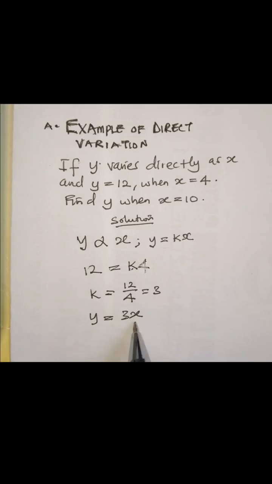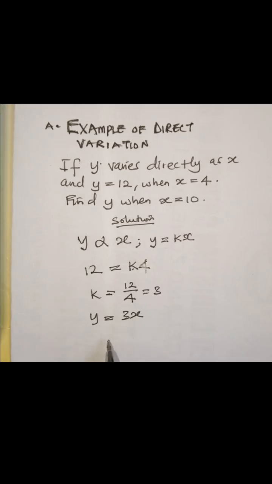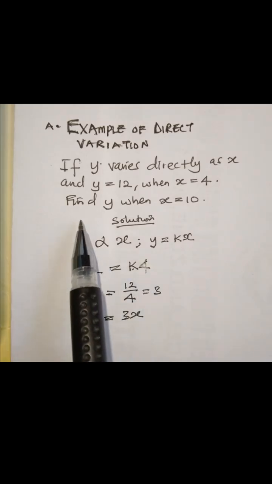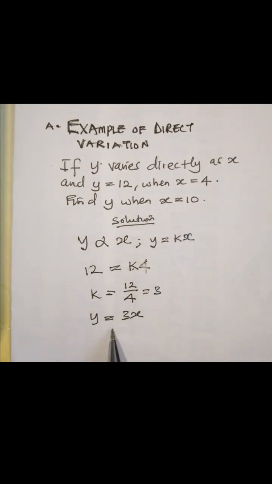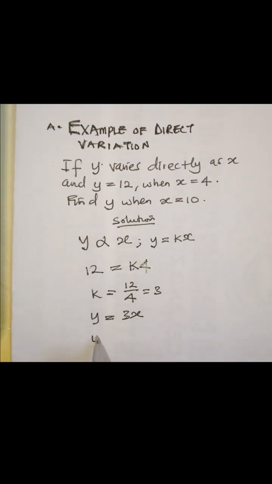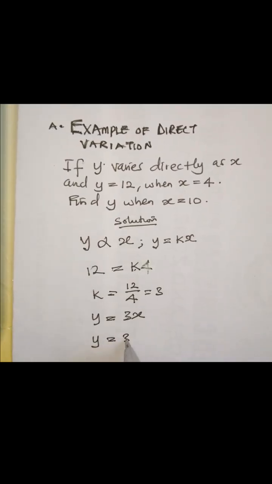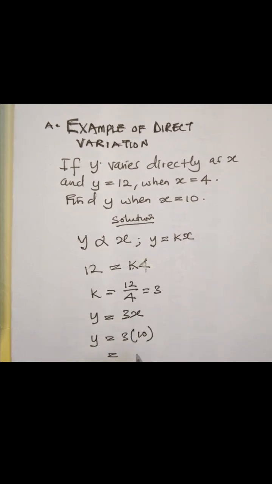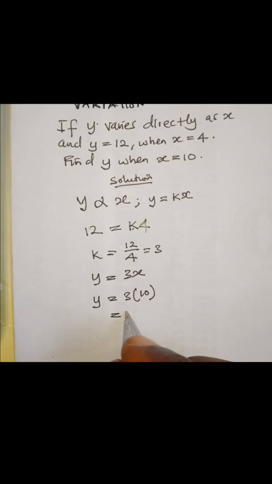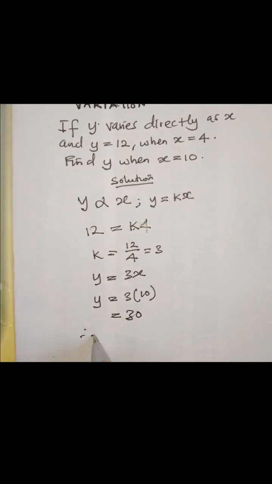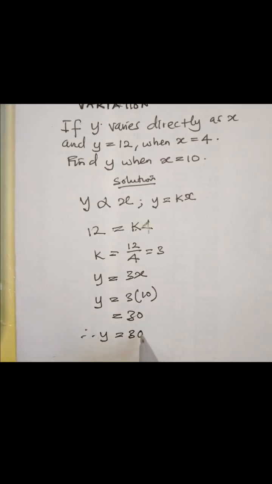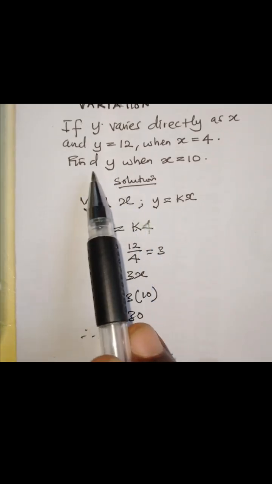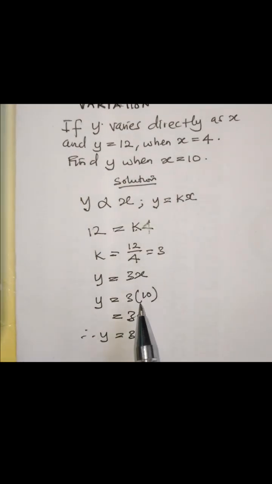This is the equation connecting y and x: y equals 3x. After this, we substitute the value of x into this equation to find the value of y. Therefore, y equals 30. So when x equals 10, y equals 30.